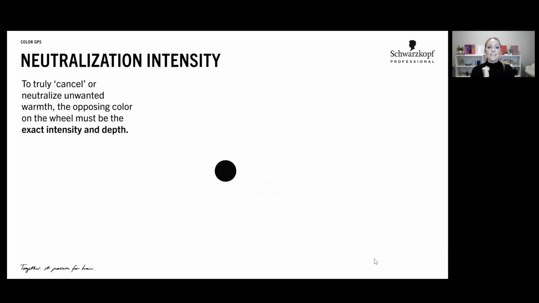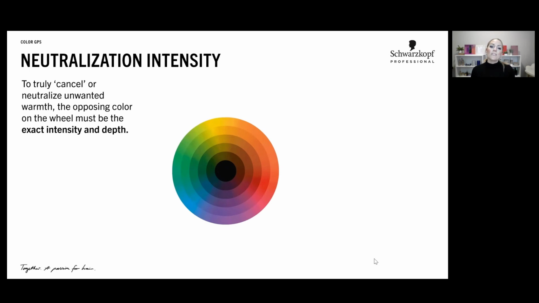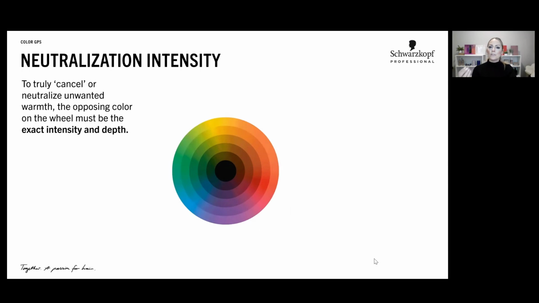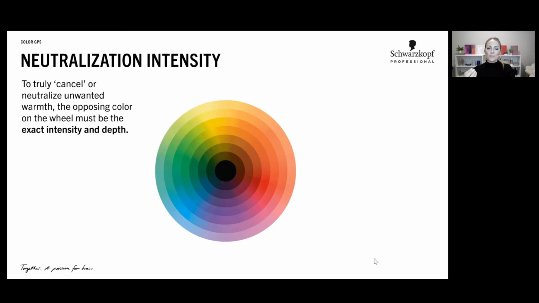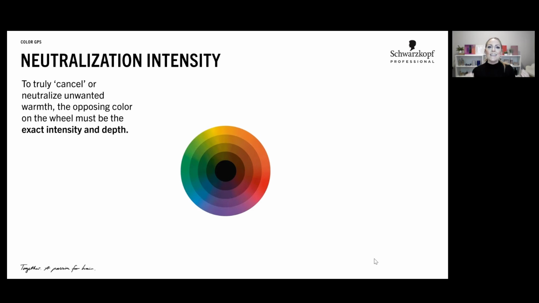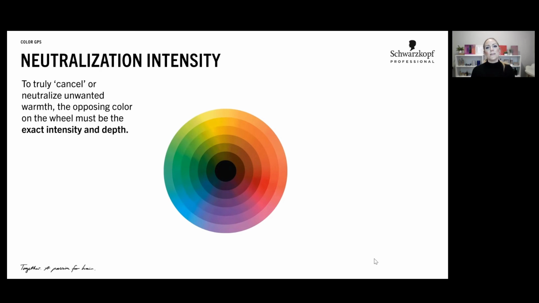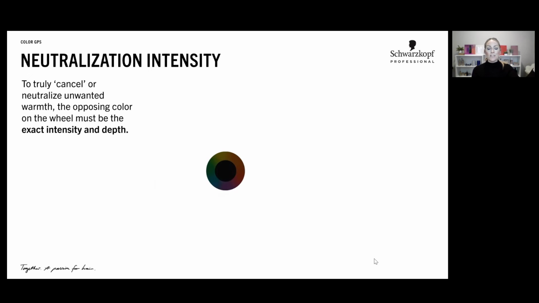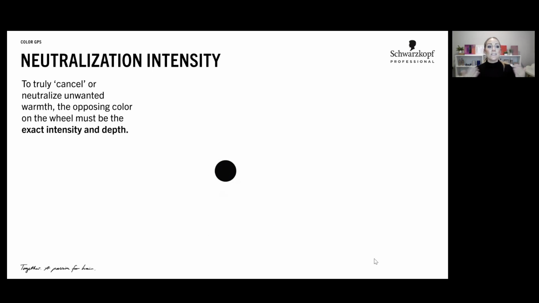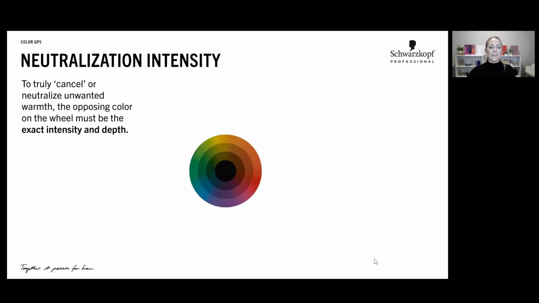Okay, so let's take a look at that. When we're trying to neutralize, imagine I had a very, very light, let's say light pastel blue, and I tried to use that to neutralize a dark burnt orange. Even though orange and blue are opposite on the color wheel, the intensity is not the same. The quantity of pigment is not the same if I have a light blue and a dark orange. So I'm actually looking to always have the same intensity and depth of pigments on the opposites of the color wheel so that they can cancel each other out.